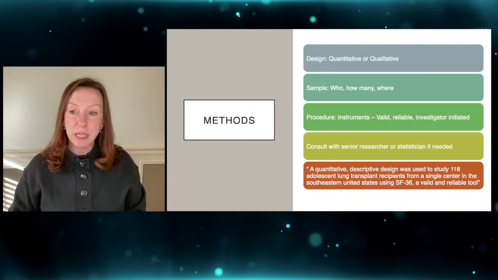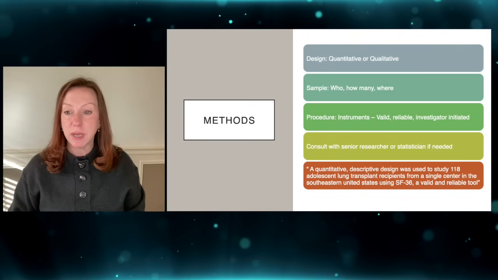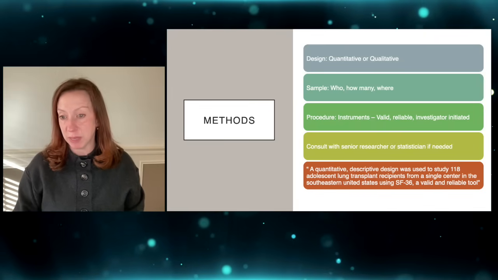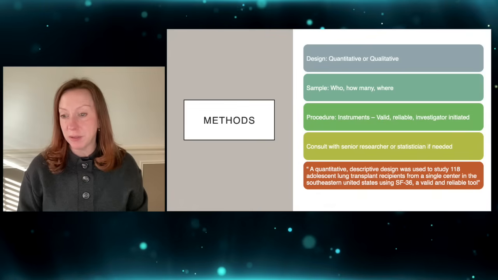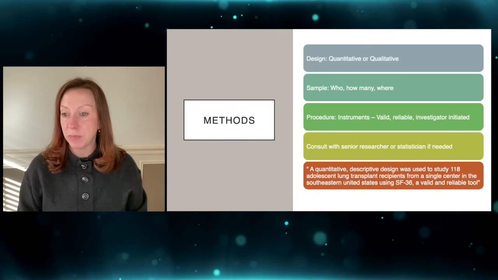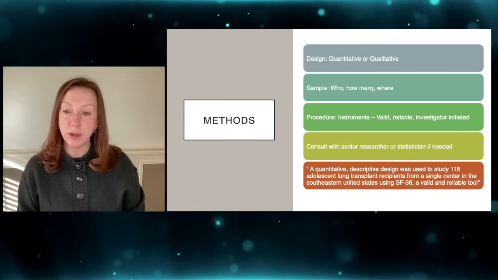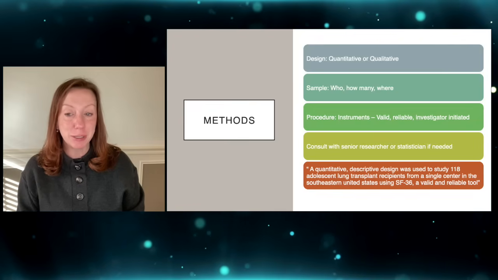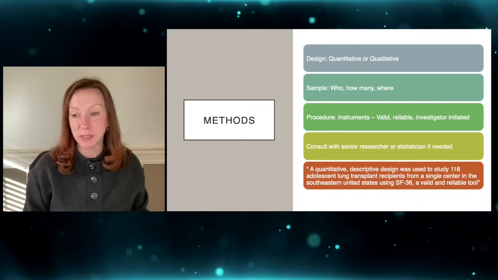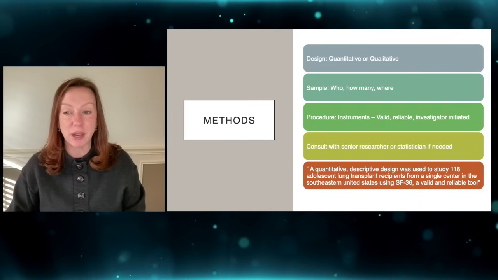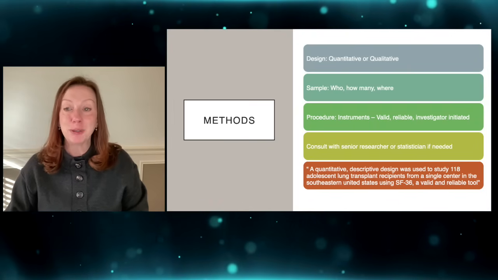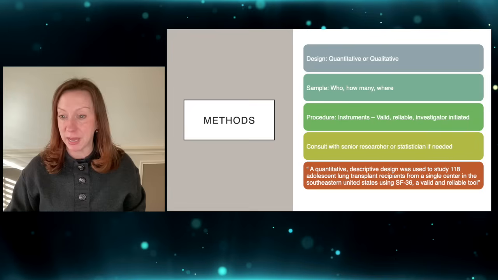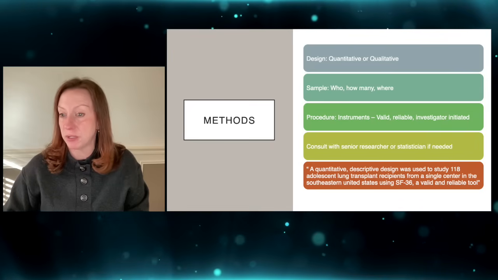So here is an example of an appropriate method section statement. A quantitative descriptive design was used to study 118 adolescent lung transplant recipients from a single center in the southeastern US using SF-36, a valid and reliable tool. So let's go through this statement. You can see we meet the first criteria, design, by saying it's a quantitative descriptive design.